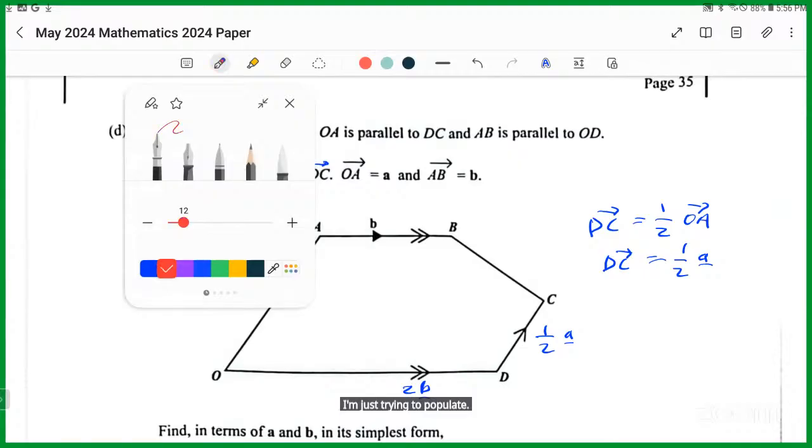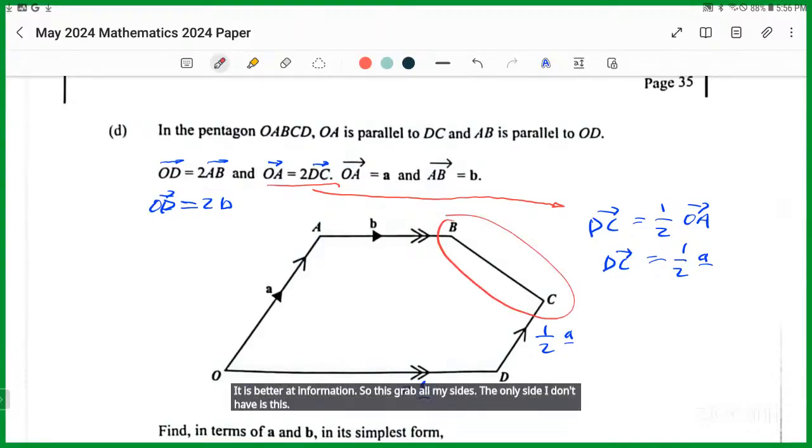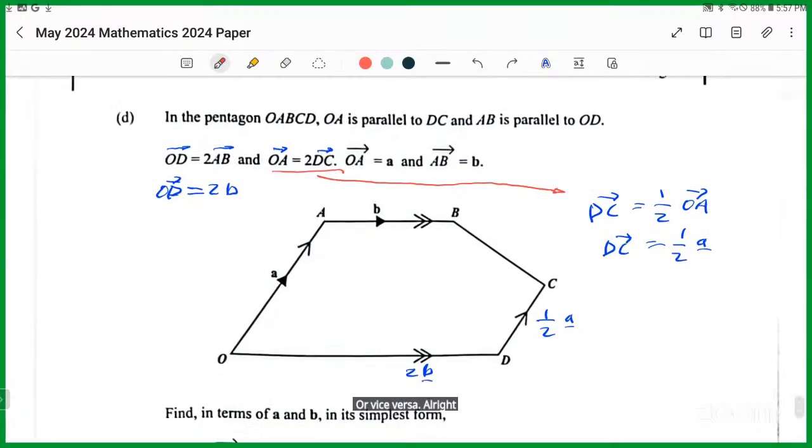Put a different color on this, it shows that information better. So this can have all my sides. The only side I don't have is this, from B to C. But no problem. I can go from B to C the same way, because I can come around here, come down here, come across here, and then go up there. It doesn't matter the pathway I use to go from B to C, or vice versa. Alright? Well, that's what they want us to find now.